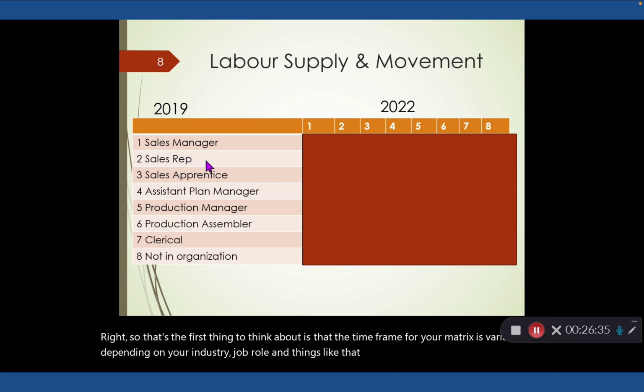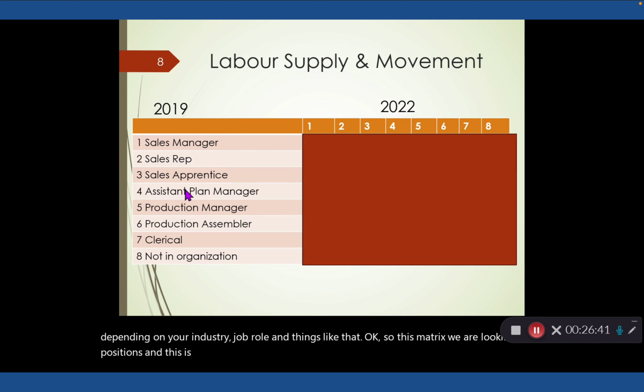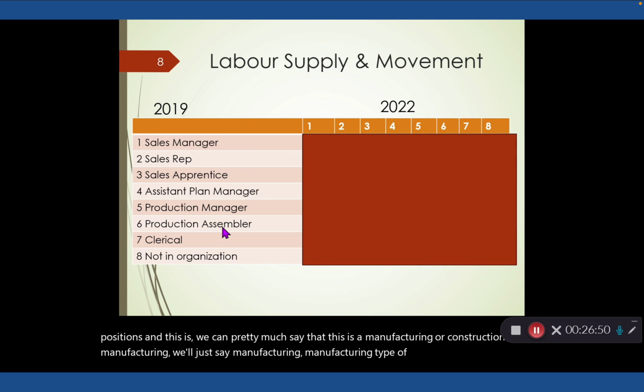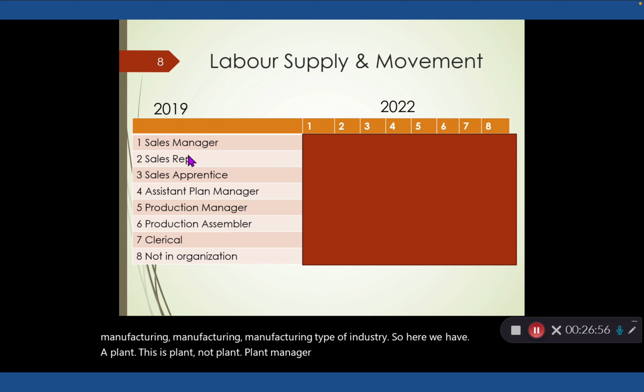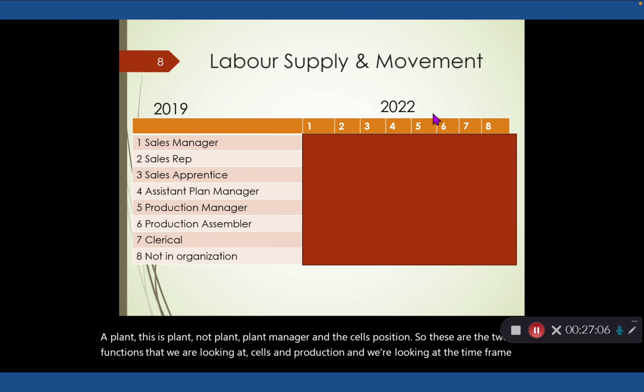Okay, so this matrix, we are looking at 7 positions, and we can pretty much say that this is a manufacturing type of industry. So here we have a plant manager, this is plant, not plan, and the sales position. So these are the 2 functions that we are looking at, sales and production. And we're looking at the time frame of 2019 to 2022.